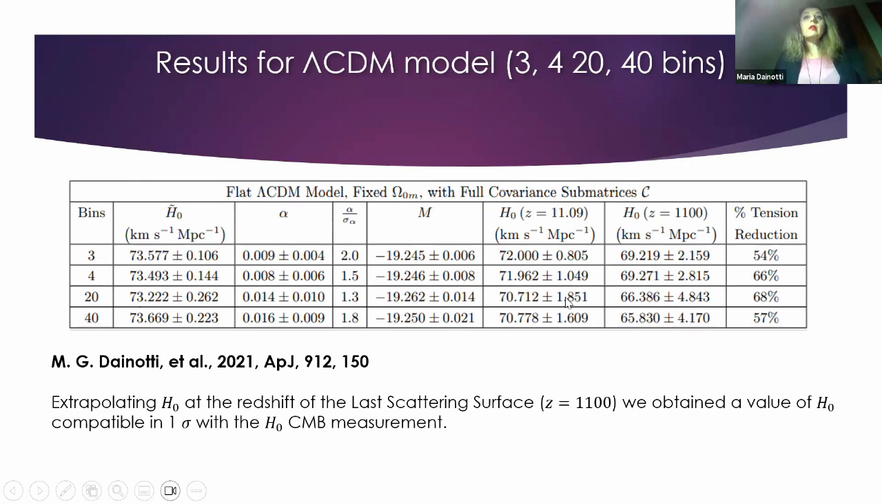Now, the interesting point here is that we decided to extrapolate this to a redshift, the redshift of the highest galaxy observed at that time, at redshift 11.09, to see if this trend still exists at this redshift. And then we extrapolated again to the redshift of the CMB, so at the last scattering surface, redshift of 1,100.